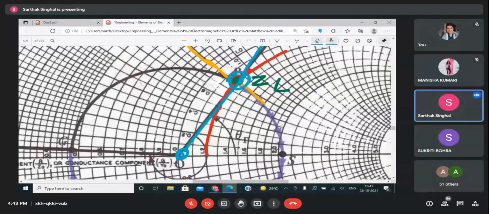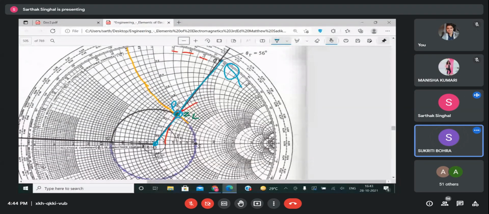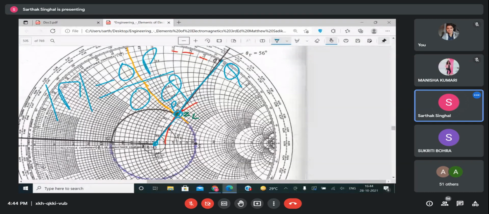Now, what will be the reflection coefficient? Suppose this is a point P, and the outermost point is your point Q, okay? So for calculating the magnitude of the reflection coefficient, you will take OP upon OQ, okay?